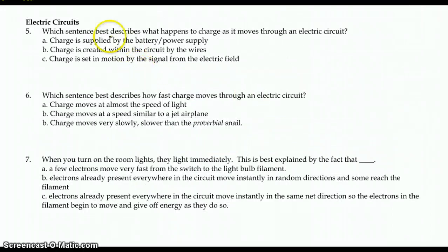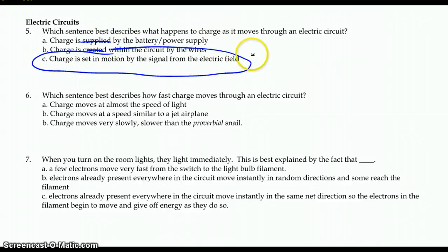Okay, so a quick wrap up on that. Which sentence best describes what happens to charge that moves through an electric circuit? It's not supplied by the battery or terminal. It's never created, okay? It's set in motion by the signal of the electric field. It's already there. It's just waiting to go. Everybody's lined up, and bam, the signal goes off and they start moving.